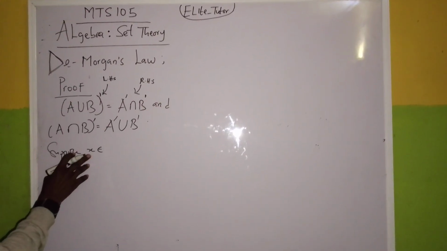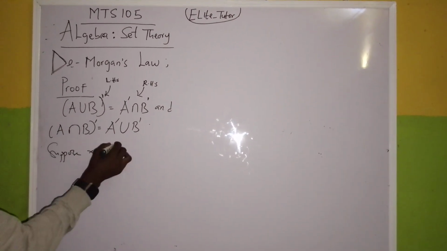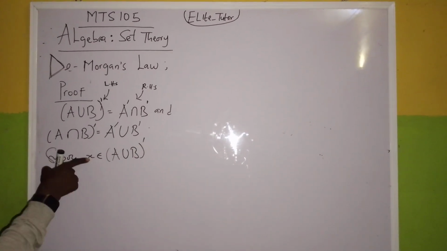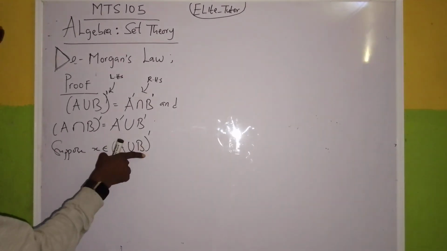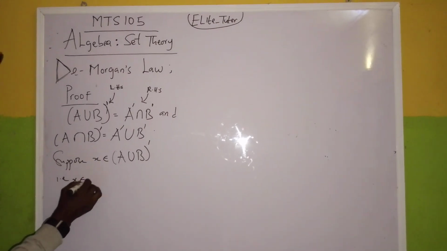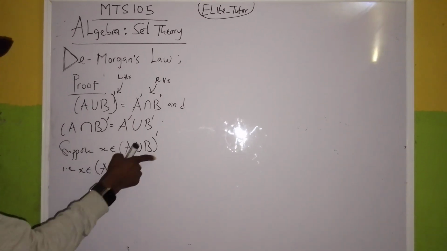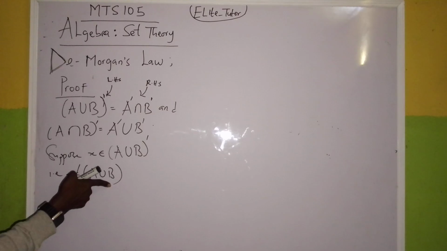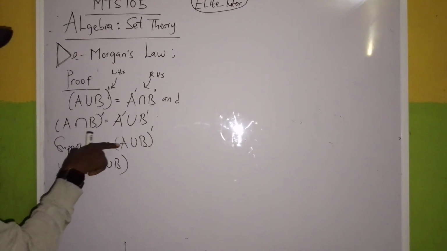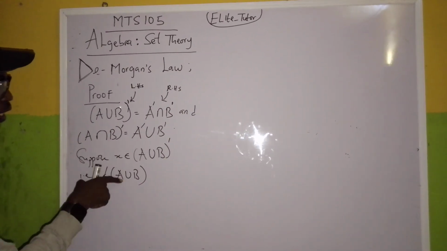Suppose an element X belongs to what we have here. So what do we have here? We have, in brackets, A union B complement, right? So if X belongs to the complement of A union B, it means that X does not belong to A union B. That's the meaning. Are you with me, guys? Remember I said if X belongs to the complement of A union B, it suffices that X does not belong to A union B. That's what it means.